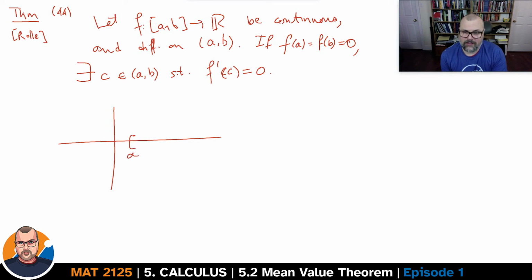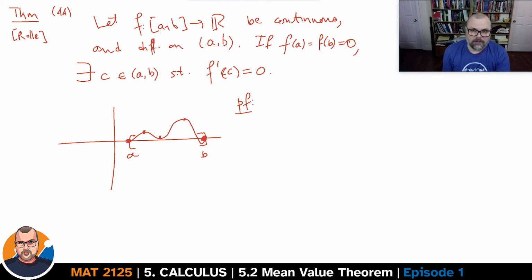Say this is A, say this is B. At A and B, the function takes on the value 0, and it's continuous. There's got to be at least a point where the derivative of the function is 0, assuming the function is differentiable on the open interval AB, and here we actually have 3 such points. Alright, this is at least a sensible theorem. It makes sense. Now, how do we prove this?